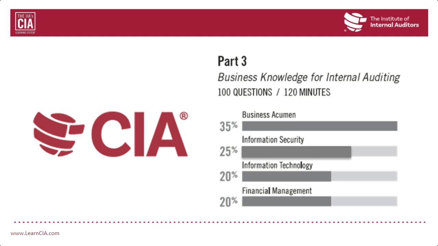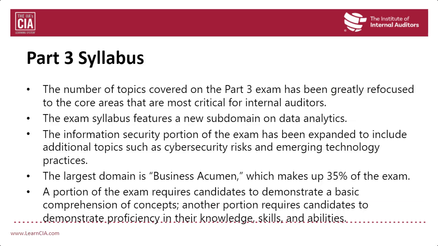So let's get into a deeper dive of the exam syllabus topics. You see the 4 broad topics here on the screen. So let's talk a little bit more about some specifics. The number of topics on the Part 3 exam has been refocused to core areas, specifically information security and information technology. So we saw on the previous slide that about 45 of your 100 questions are going to be on IT and IT security.